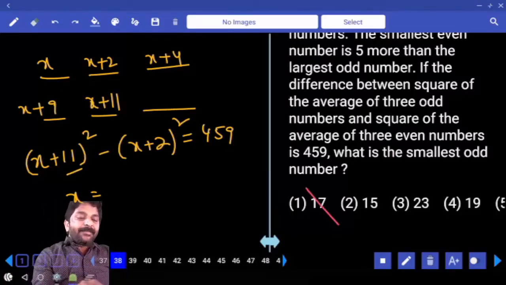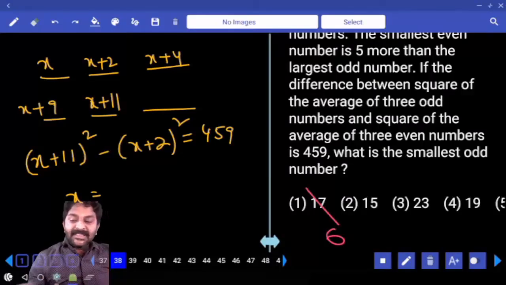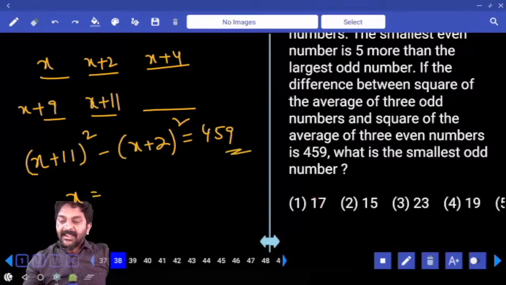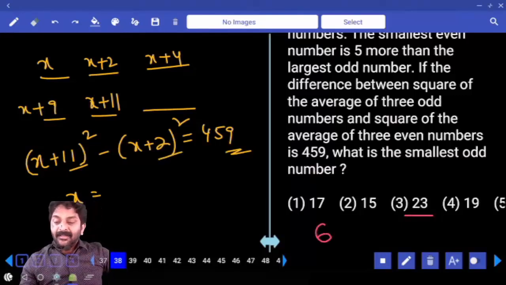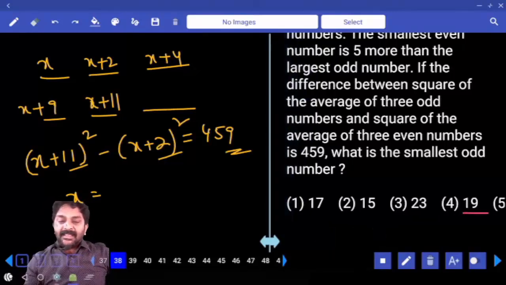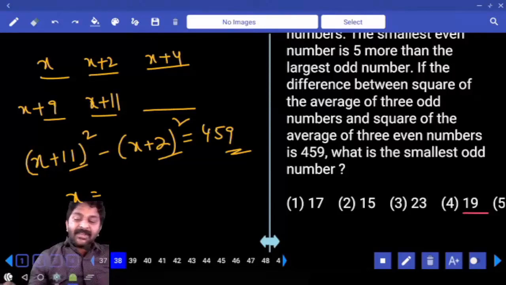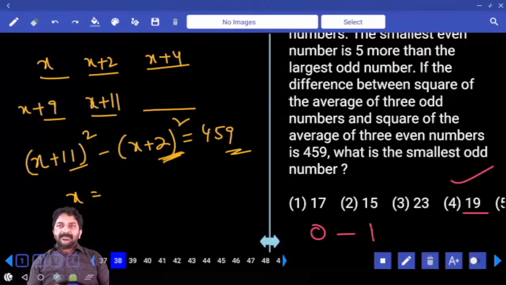Next, 5. 5 plus 1, 6 square ends with 6. 5 plus 2, 7 square ends with 9. Is 6 minus 9 equal to last digit 9? Second cannot be your answer. Next, 3. 3 plus 1, 4 square ends with 6. 3 plus 2, 5 square ends with 5. 6 minus 5, is that ending with 9? Next, 9. 9 plus 1, 10 square ends with 0. 9 plus 2, 11 square ends with 1. 0 minus 1. Is that verifying? Fourth option, final answer.